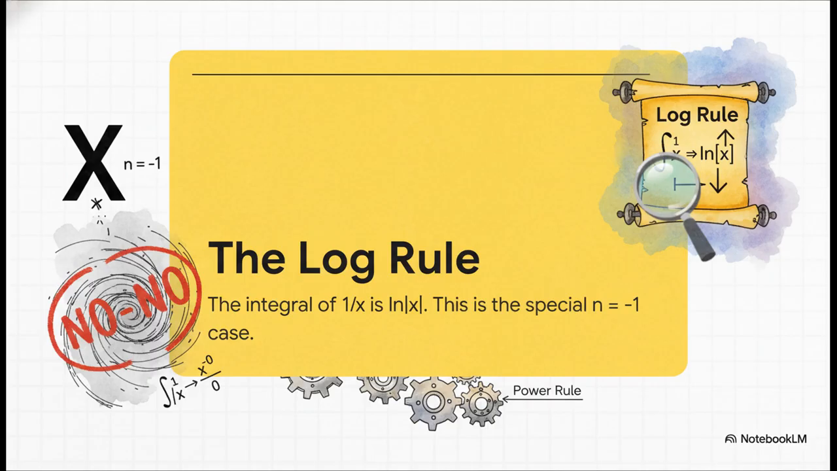Well, that's where our special case comes in, the log rule. The integral of 1 over x, or x to the -1, is the natural log of the absolute value of x. And it makes perfect sense, right? Remember how the derivative of the natural log of x is 1 over x? Well, integration is just going backwards. This is that one little exception that makes the whole system work.